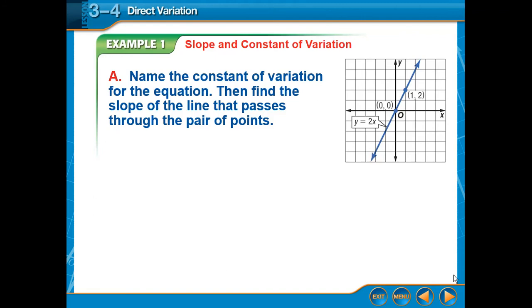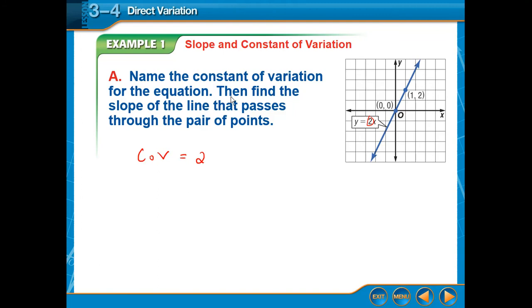Okay, so if we're looking at these, the constant of variation is the number that's in front of the x. So looking at this, in front of the x. If they say to name the constant of variation, it is going to be 2.